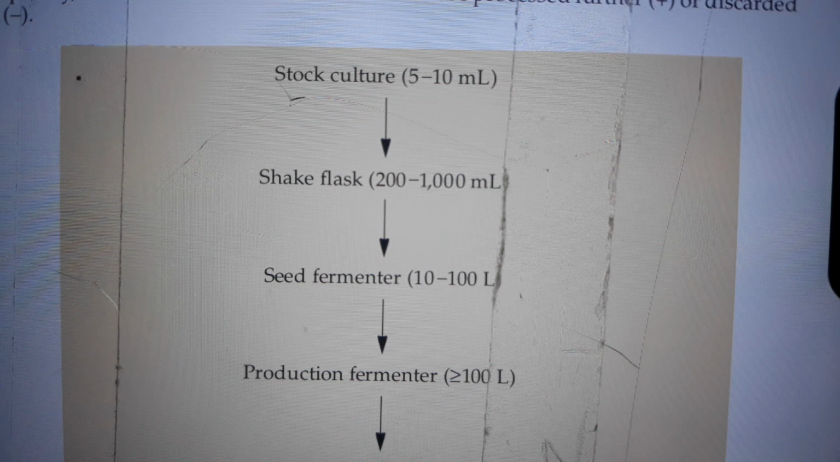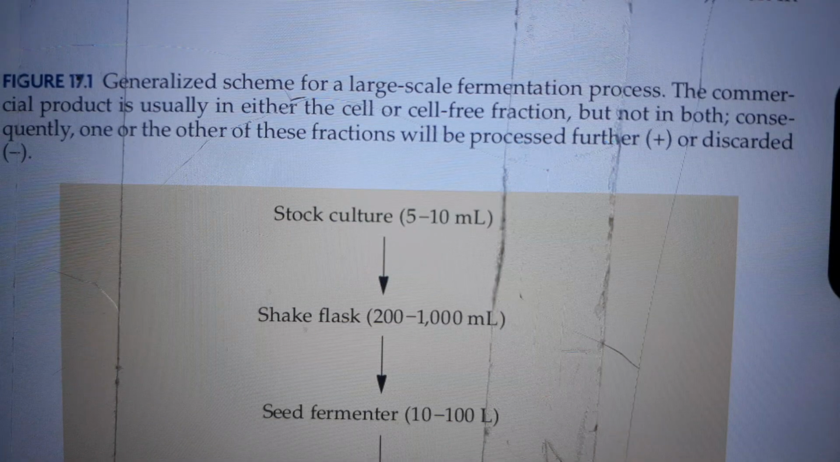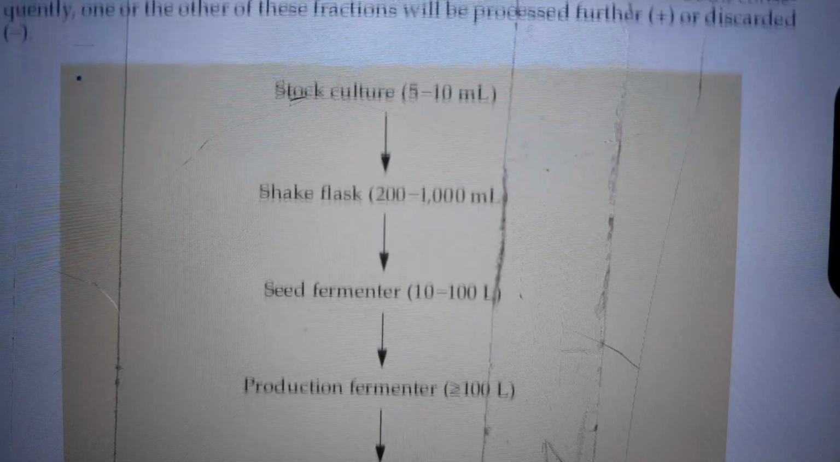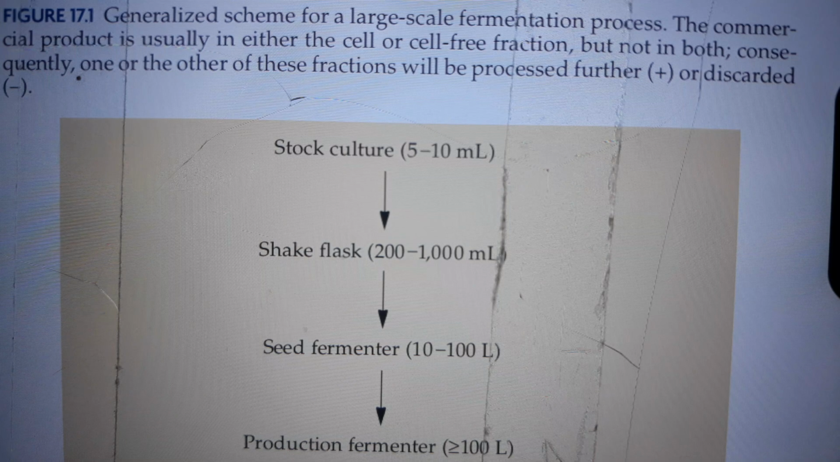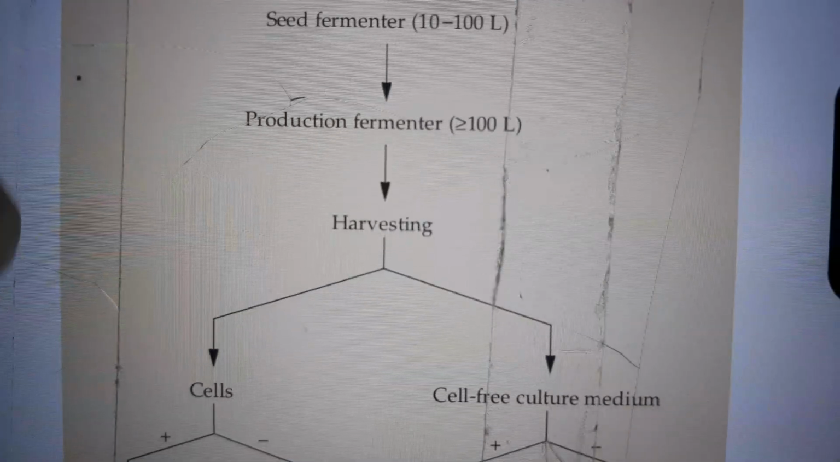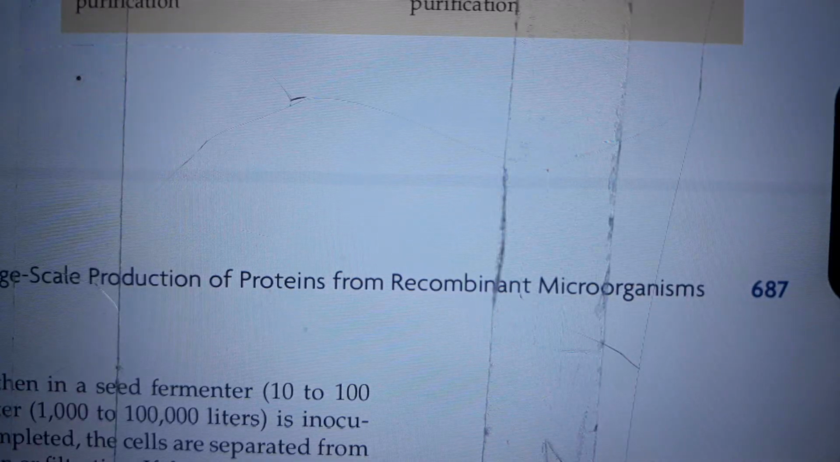The first illustration is figure 17.1, which is a generalized scheme for a large-scale fermentation process. The commercial product is usually in either the cell or cell-free fraction, but not in both. Consequently, one or the other of these fractions will be processed further or discarded. Have a look at the illustration, take screenshots and do the necessary research. That's it for that one.